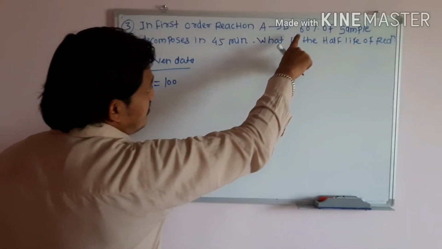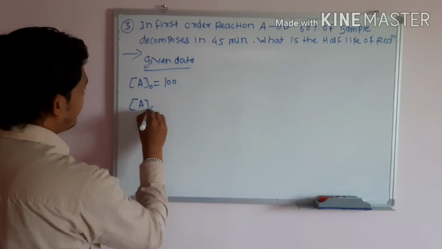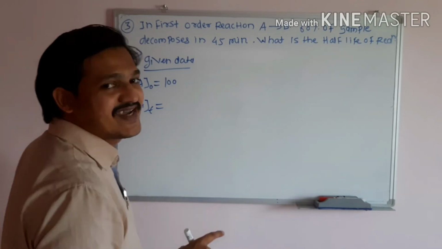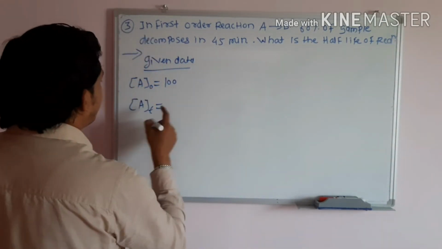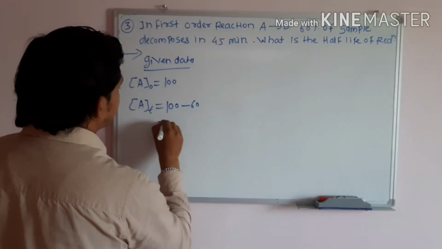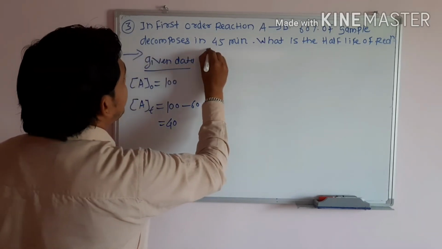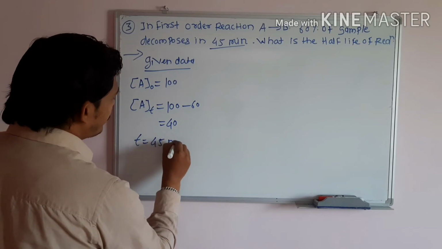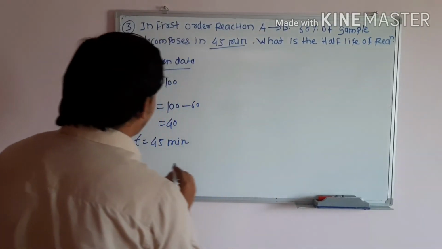Okay, 60% of the sample decomposes. So what is the final value? At is equal to A0 minus x, as in my second video lecture. So At is 100 minus 60, which is 40. Okay, in 45 minutes, so t is equal to 45 minutes. What is the half life of the reaction?